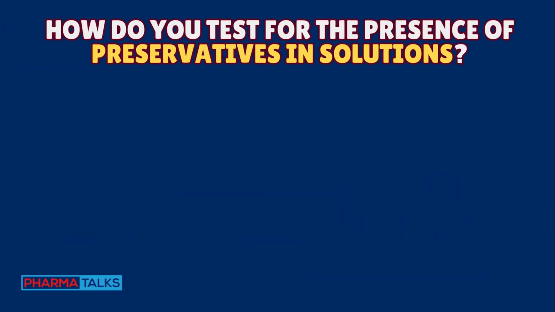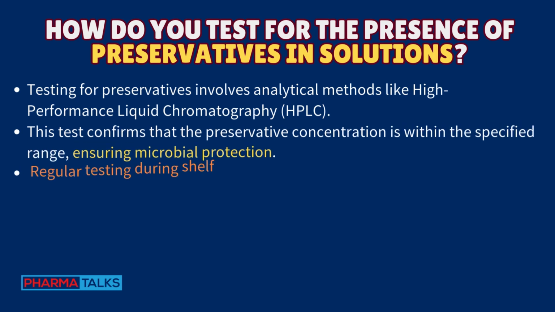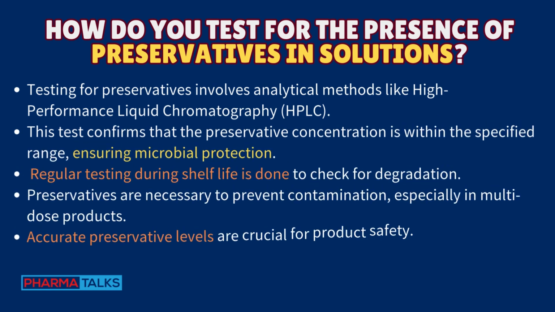How do you test for the presence of preservatives in solutions? Testing for preservatives involves analytical methods like high-performance liquid chromatography, HPLC. This test confirms that the preservative concentration is within the specified range, ensuring microbial protection. Regular testing during shelf life is done to check for degradation. Preservatives are necessary to prevent contamination, especially in multi-dose products. Accurate preservative levels are crucial for product safety.